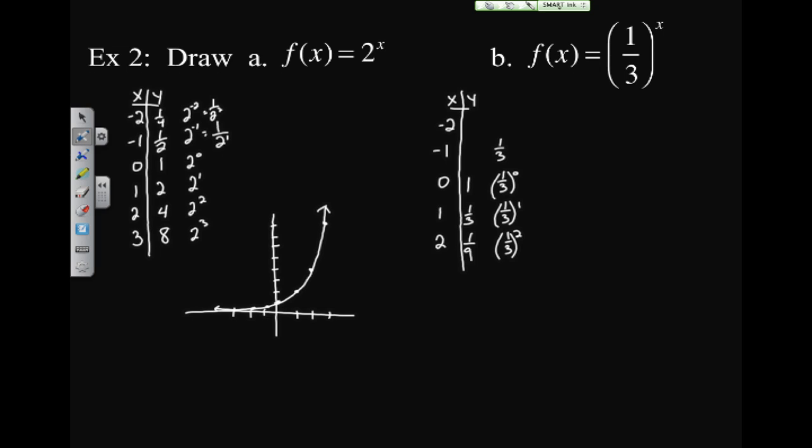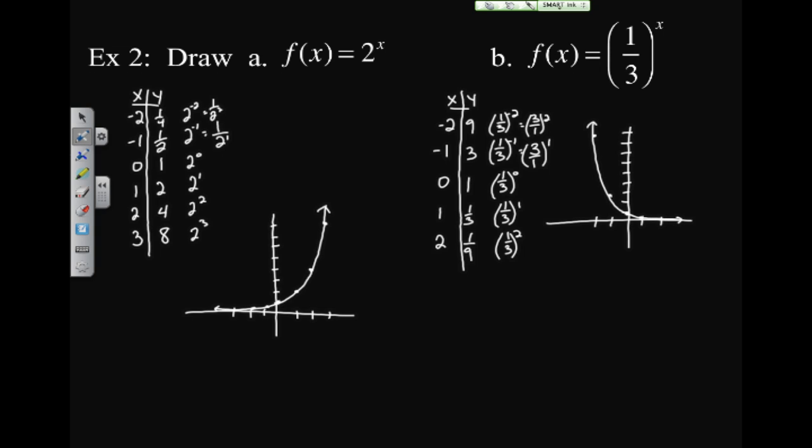1/3 to the negative first. Remember, the negative exponent makes the reciprocal, so it ends up being 3 over 1 to the first power, which is just 3. And then you can see the same thing happens here, 1/3 to the negative second becomes 3 over 1 to the second, and that's 9. So the graph of this one is going to look like this. We have negative 2, 9, negative 1, 3, 0, 1, 1, 1/3, 2, 1/9, and so we get this sort of a graph right here.